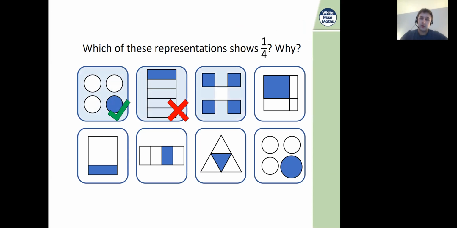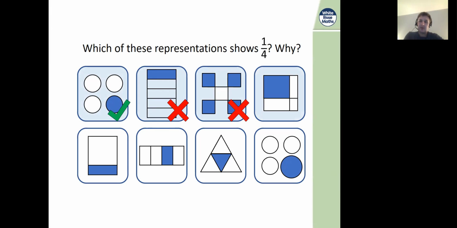On the third one, how many equal parts do I have? Well, I've got 5 equal parts altogether. I've got 1, 2, 3, 4, 5 small squares there. So I can't have quarters because that's split into 5 equal parts.